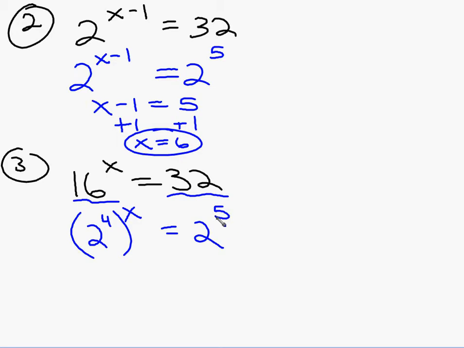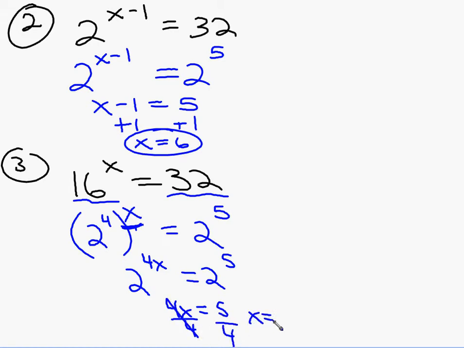Now we're making progress. When I have a power to a power, that means multiply. So this is 2 to the 4x equals 2 to the 5th. And now we're ready to drop the 2's. So I have 4x equals 5. Divide both sides by 4. So x equals 5/4. All right, so you're going to see something like that where you have to tweak both sides.